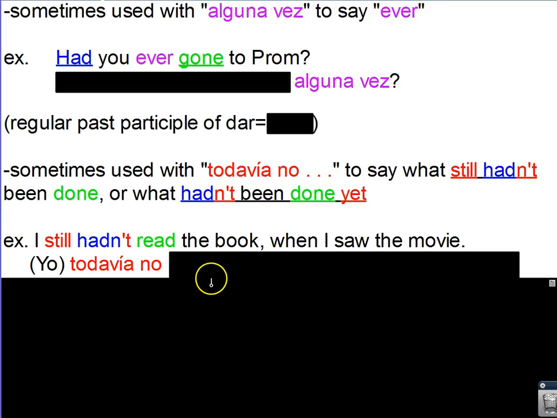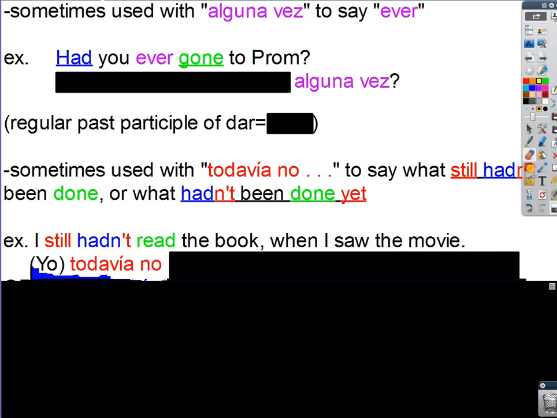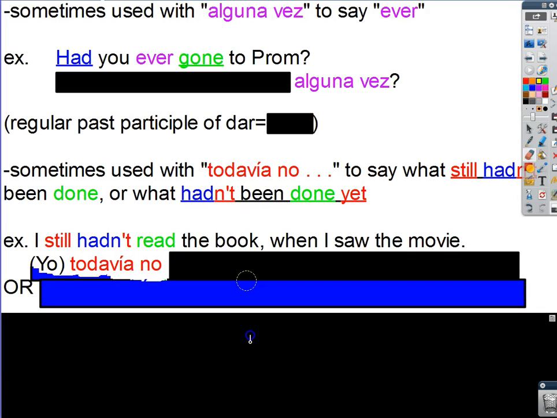Alright, so hadn't read, conjugate haber in the imperfect yo form, and then the past participle of leer, and then the book, when I saw, what verb is to see or watch? We want it in the preterite here because it's done and over with. I saw the movie. If you don't remember movie, it is la película, accent on the í. There's another way to phrase this. You can move the todavía no around, so we'll fill that one in together in class, but leave room for it.